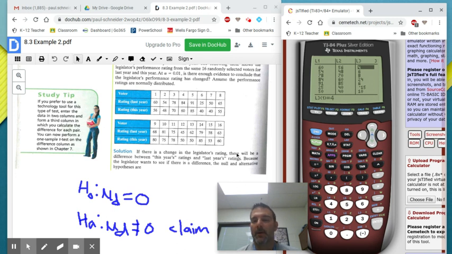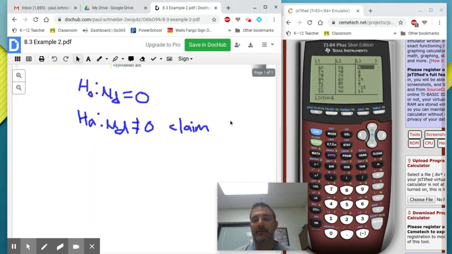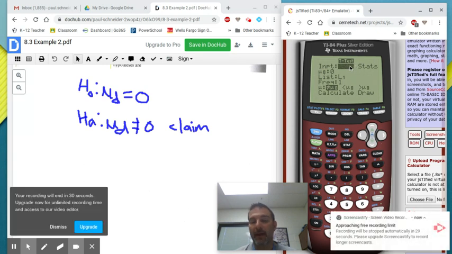Okay. What we need for our next step is that L3, our list 3, populated with the differences. So I'm going to get out of this, come back over here, stat, tests. Now I'm not going to do two-sample because I'm just running the t-test on that third column, on the differences. So I'm going to do the t-test, and I'm going to take it from data, okay?